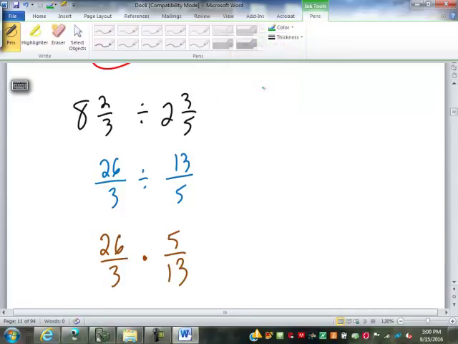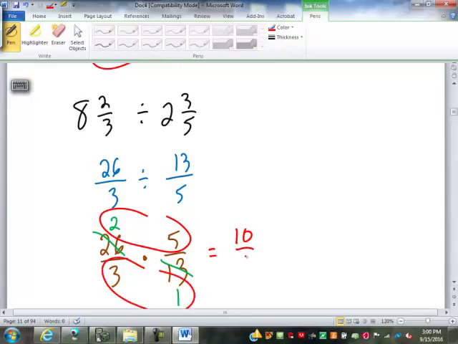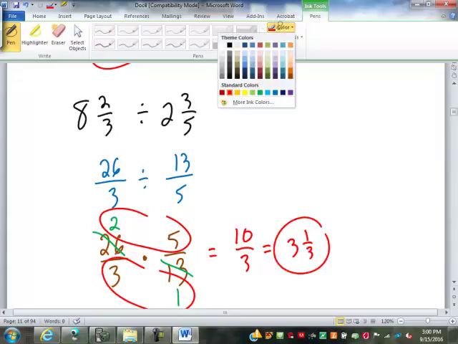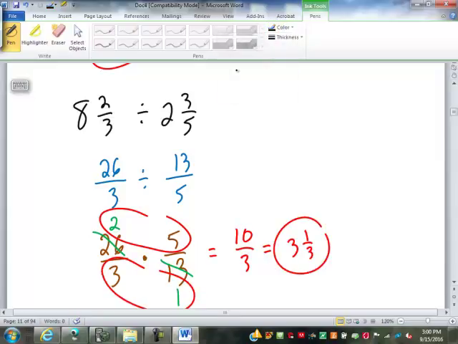And then I can reduce 26 and 13, right? 2 and 1. Okay, and then 2 times 5 is 10. 2 times 1 is 2. Goes into 10 3 times with 1 left over. 3 and 1/3. Not so bad?